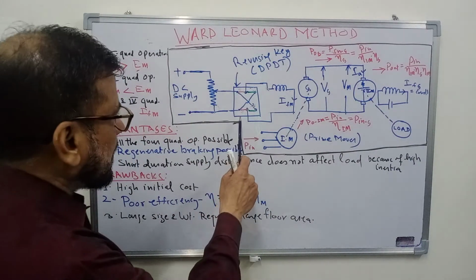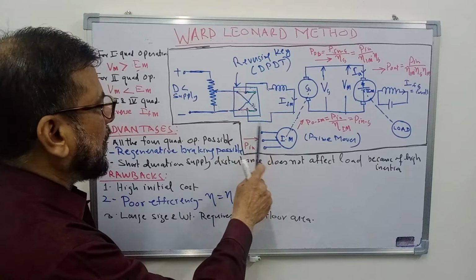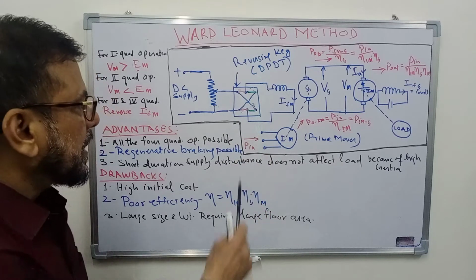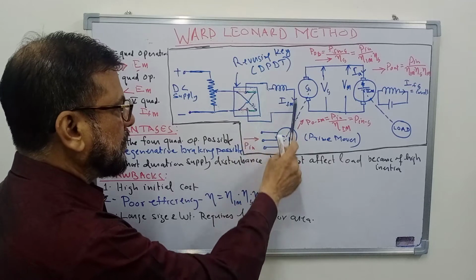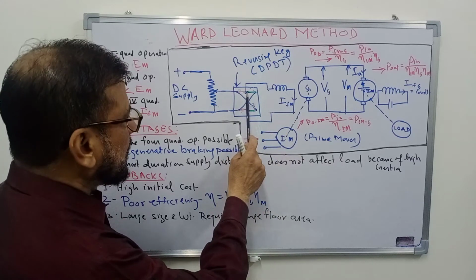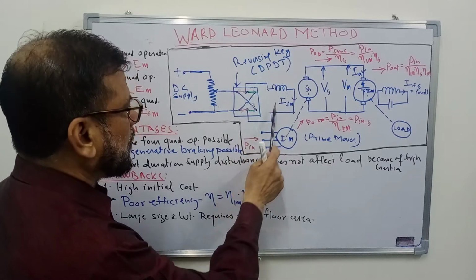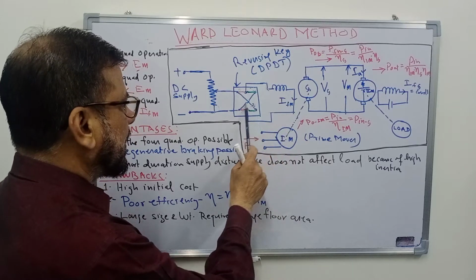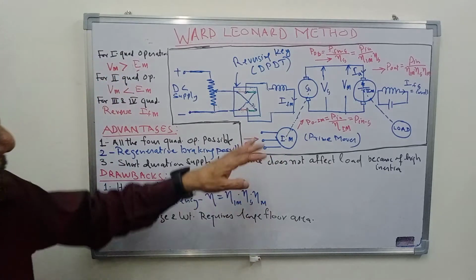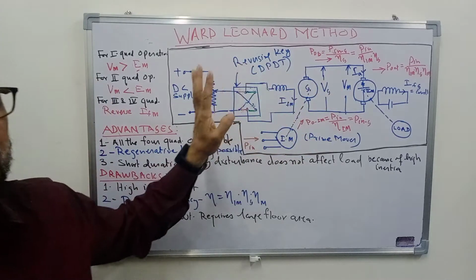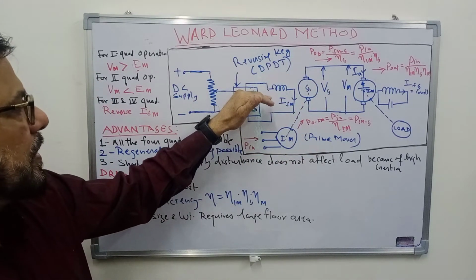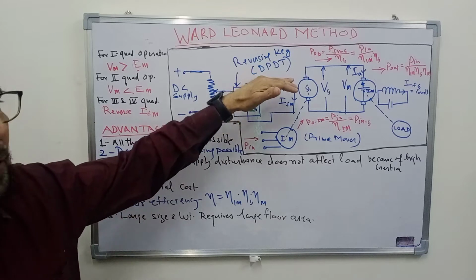Here I have shown a variable or reversing key also. You can connect the terminals here for positive direction of field current, and you can connect on the other side to have a negative flow of current like this. So you can easily change the direction of the field current by using this double pole double throw switch.